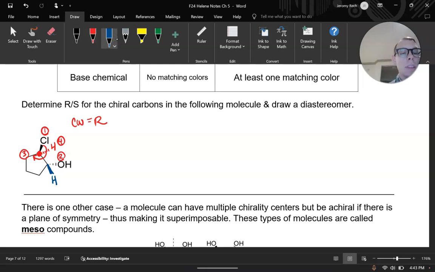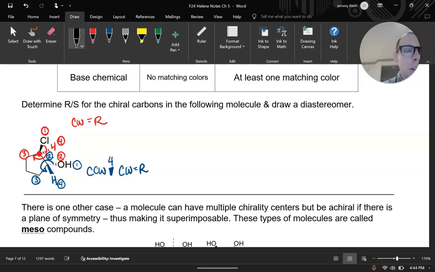If I do the same thing with the alcohol, the 4th group and the 1st group are easily determined because I have an oxygen and a hydrogen. The other 2 are going to be a carbon that has just some carbon stuff and some hydrogens, and another carbon that has some carbon stuff with some chlorines. So my ranking from 1 to 2 to 3 is going to be moving counterclockwise. However, my 4th group is not in the back, it's in the front. So that is actually clockwise and therefore R.